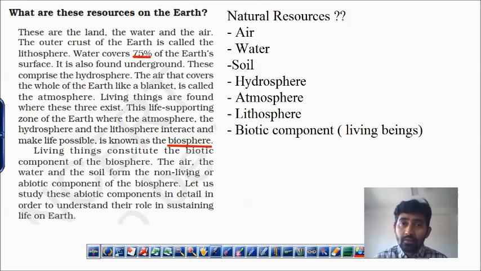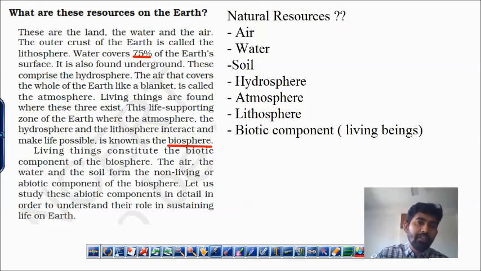And these natural resources also include biotic component. What is biotic component? It means living component. Living things, nature has made them too. All the living organisms around you, plants, animals, birds, bacteria, everything nature has created, and it's a natural resource.